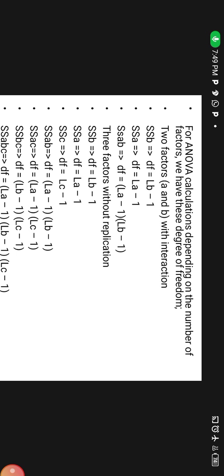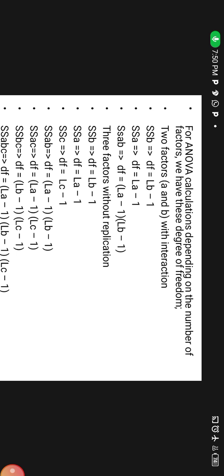Then if you have three factors without replication, for SSB the degree of freedom is LB minus 1. SSA, degree of freedom is LA minus 1. SSC, degree of freedom is LC minus 1. Then SSAB, the interaction of A and B, degree of freedom is (LA minus 1) times (LB minus 1). SSAC, degree of freedom is (LA minus 1) times (LC minus 1). SSBC, degree of freedom is (LB minus 1) times (LC minus 1).